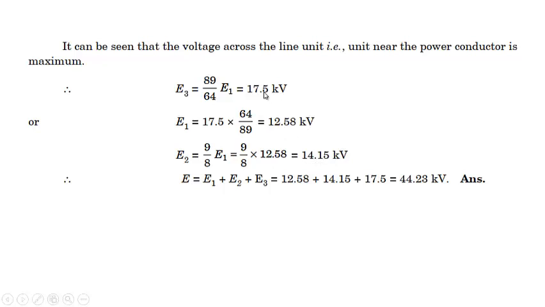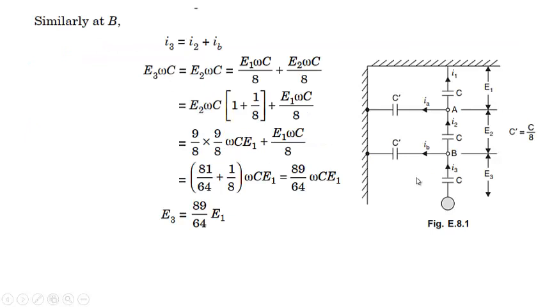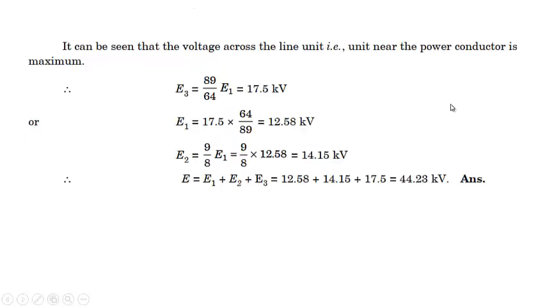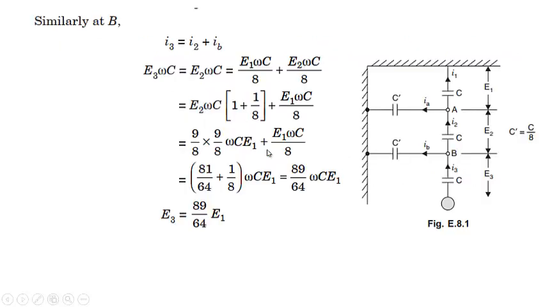You can see that E3 is this, E2 is this, and E1 is this. If you keep this E1 equal to 17.5, you will see that E3 and E2 will be higher, and in the normal operating condition they will get damaged. The total summation of the three voltages will be equal to 44.23 kilovolt. In this way, when we apply this much voltage, E1, E2 and E3 will be given by these, and in this case no string will get damaged.